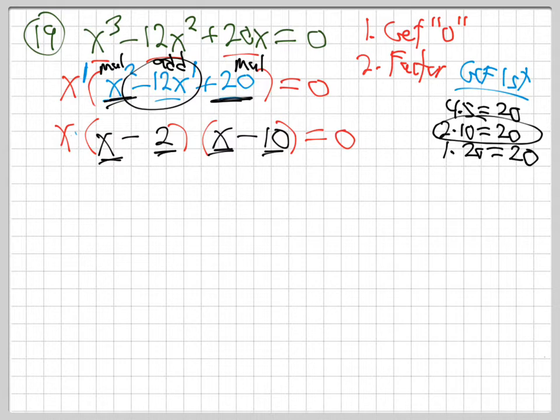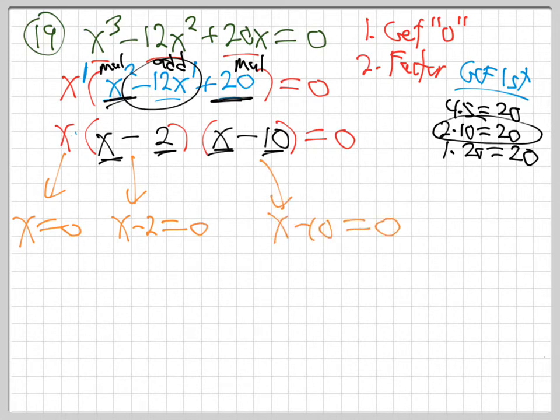Any of the 3. So that first x alone could be 0. The second group, the x minus 2, could be 0. Or the third group, x minus 10. You said any part that has an x. Any part that has an x could be 0.